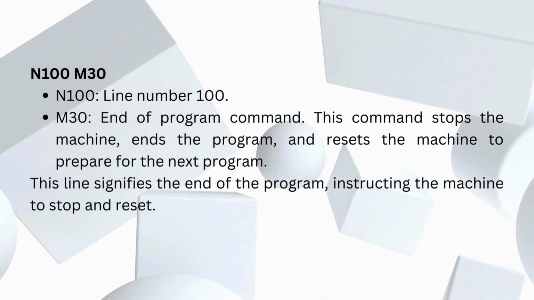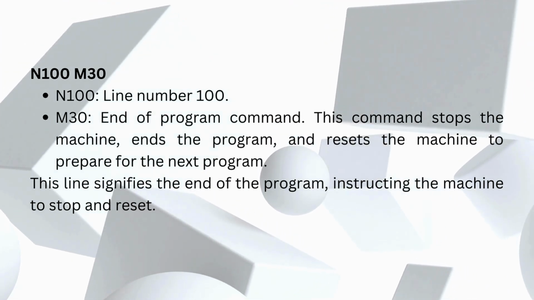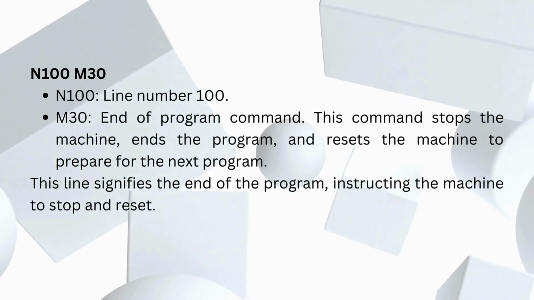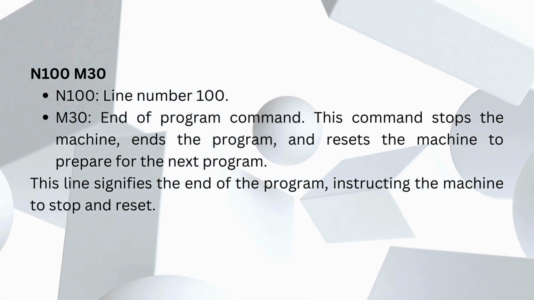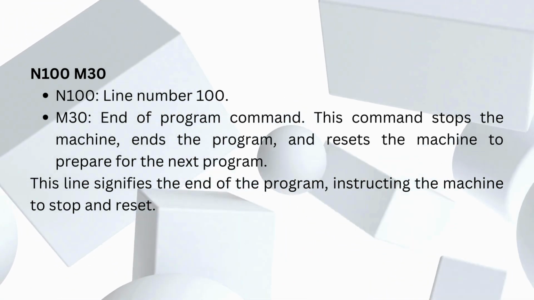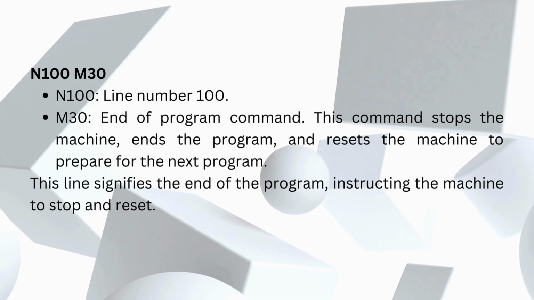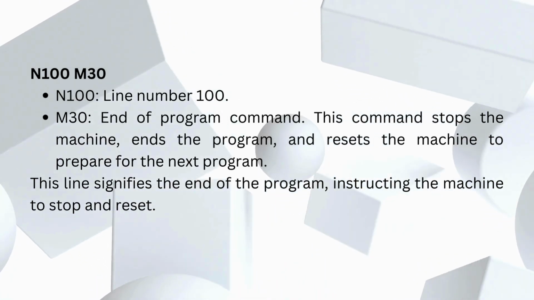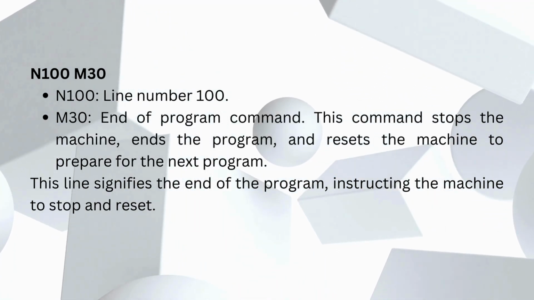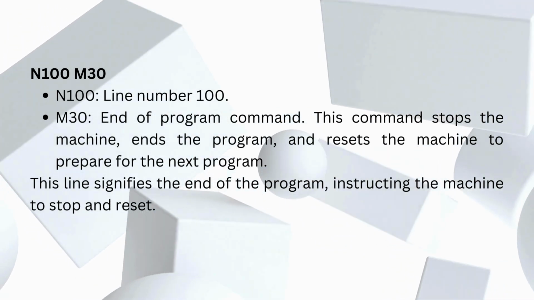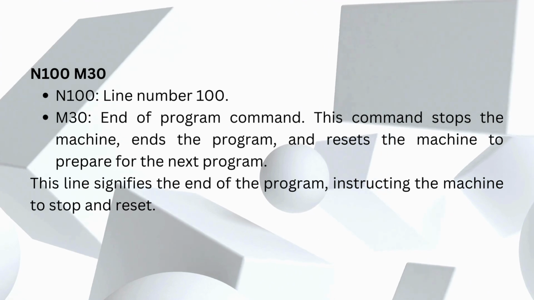N100, M30. N100, line number 100. M30, end of program command. This command stops the machine, ends the program, and resets the machine to prepare for the next program. This line signifies the end of the program, instructing the machine to stop and reset.